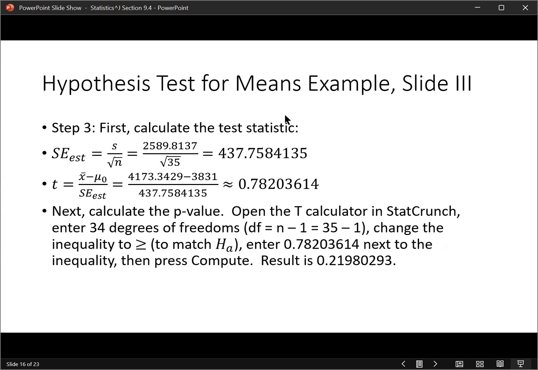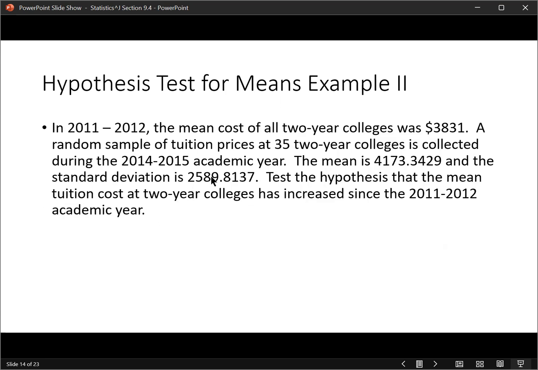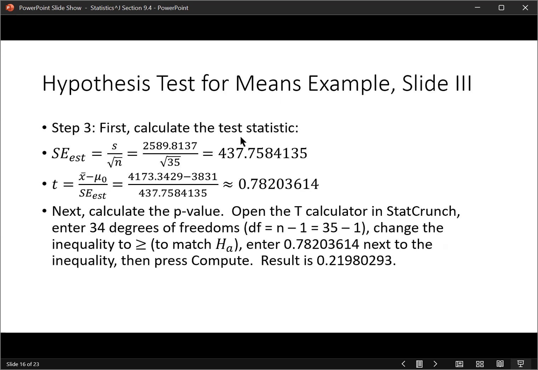Then we want to calculate the test statistic. To do that, you start off with the standard error estimate. There's the formula. We take the standard deviation that they gave us, right there, 2589.8137, over the square root of the sample size, which is 35. Plug it all in, you get that number.